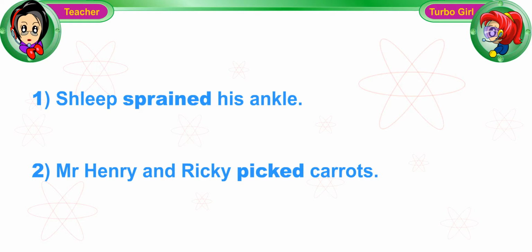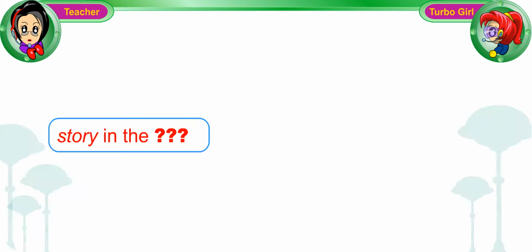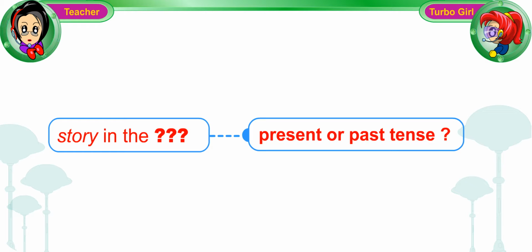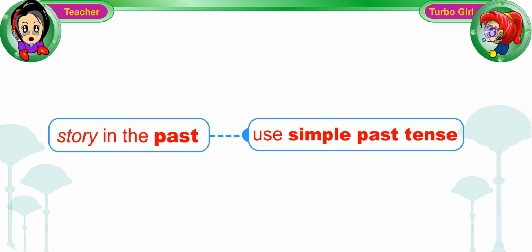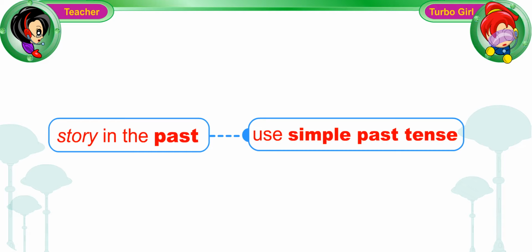Thank you. As you can see, these sentences do not have words such as last week or many years ago. But if we know the verbs refer to actions that have happened in the past, then we must use the past tense. When we write stories, we must check whether the story is in the present or the past. If the story is in the past, we must remember to use the simple past tense. Can you give us an example, teacher?